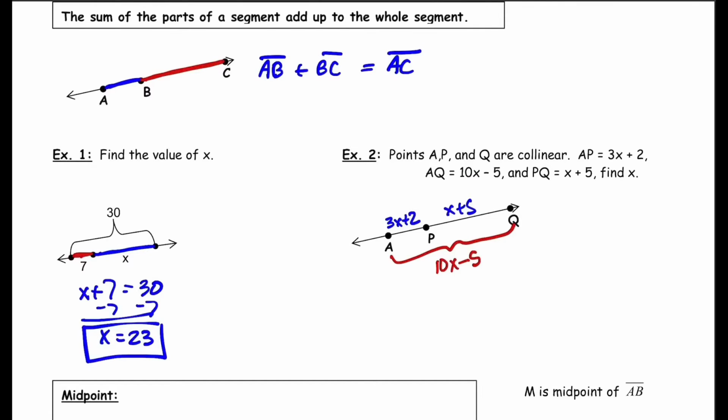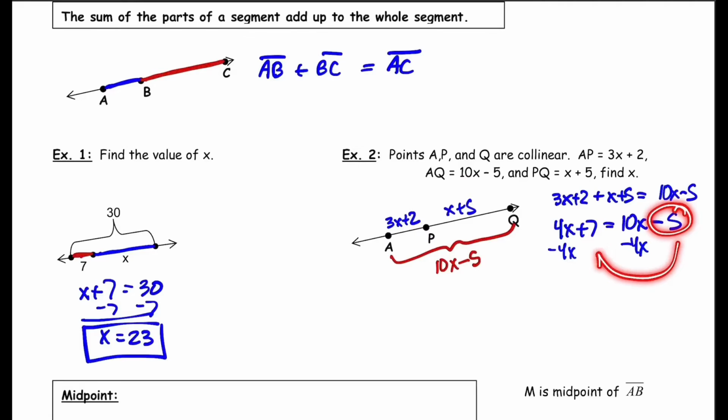So here's my theorem. One piece plus the other piece equals the whole thing. So I'm going to add these two together and set it equal to this 10x minus 5. 3x plus 2 plus x plus 5 equals 10x minus 5. And we'll do some combining of like terms over here. Let's combine our x's. That's going to give me a 4x. Combine these numbers. That's going to give me a 7. So 4x plus 7 equals 10x minus 5. I need to subtract the smaller variable, so I'll subtract 4x. And at the same time, I need to get this 5 over to the other side, so I'll add 5.